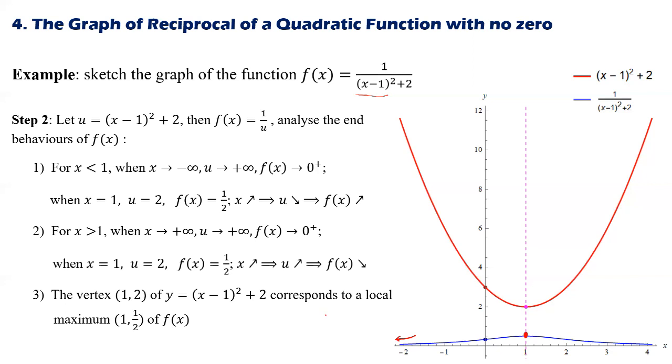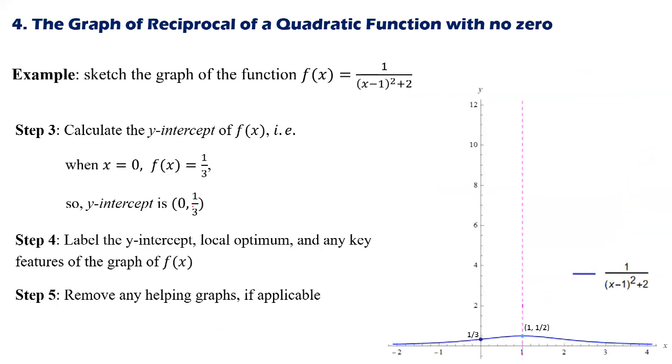And then we can find that the local minimum in the denominator here is actually a local maximum of the reciprocal, right? In other words, the vertex (1, 2) of the denominator, y equals (x - 1)^2 + 2, corresponds to a local maximum, (1, 1/2), of f(x).